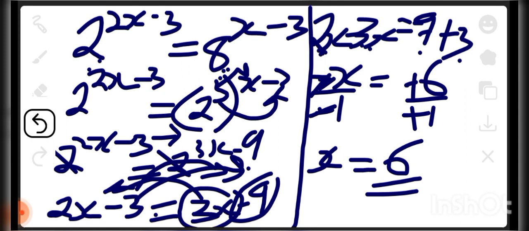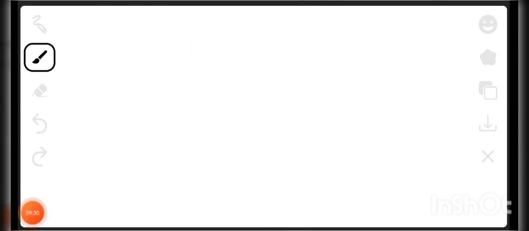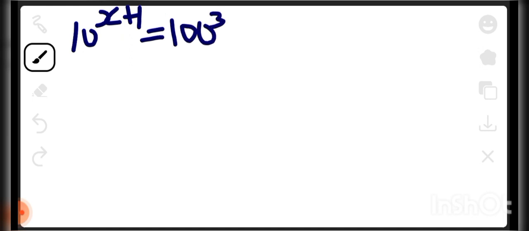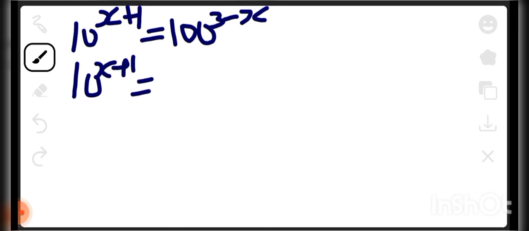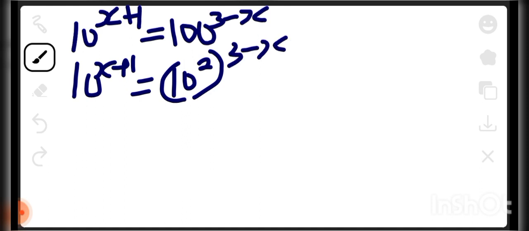The last question. So we're having 10 raised to the power x plus 1 equal to 100 raised to the power 3 minus x. The first thing, try your best to make the two bases equal. So we're going to have 10 raised to the power x plus 1 is equal to 10 raised to the power 2, which will give us 100. So we just put 10 raised to the power 2 here so that the two bases will be the same, 3 minus x. So we have 10 raised to the power x plus 1 is equal to these two.